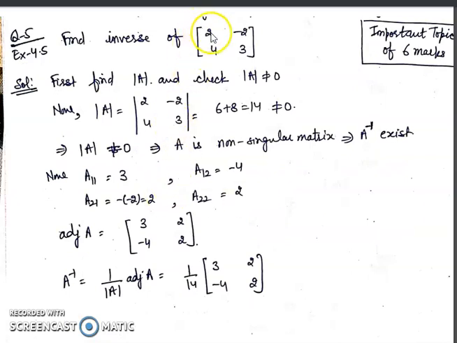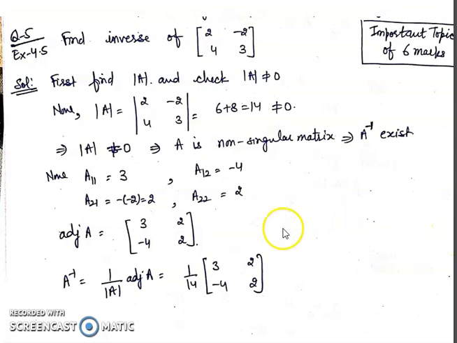Adjoint of A means first, for A11, delete the first row and first column. So the element is 3, so A11 is 3. We write down the cofactors in the same order as the elements are there: A11, A12, A13, then A21, A22, A23, like this. The cofactors of the first row go in the first row, and the cofactors of the second row go in the second row. Then it is very easy to write down its adjoint.